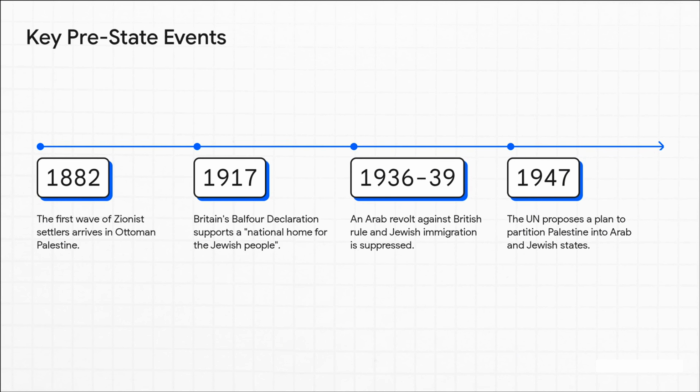Then, under British rule, the Mandate period, Jewish immigration really takes off. And with more people arriving, tensions with the local Arab population just kept growing, leading to clashes and eventually a full-blown Arab revolt in the late 30s. Things got so bad that the newly formed United Nations had to step in with a pretty drastic plan.